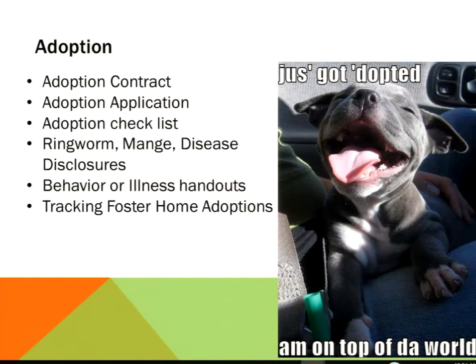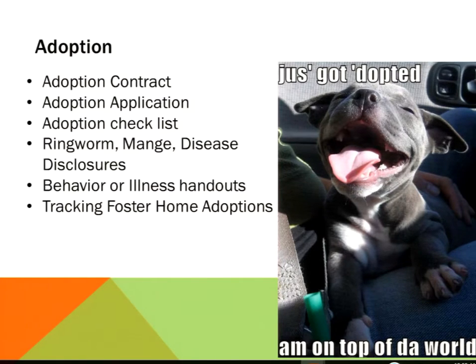Ringworm, mange, and disease disclosures. If you're adopting out anything contagious, which please do, adopt these animals out. You don't have to keep them in your shelter the whole time they're going through ringworm treatment until they're over. We adopt them out all the time. It's fine. You just need to have a legal piece of paper that says, I know ringworm's contagious. I don't have any people in my home that are immune compromised. I know how to treat ringworm. I'm getting medication for it. I know how to keep them in my bathroom so they don't get ringworm all over my house, whatever.